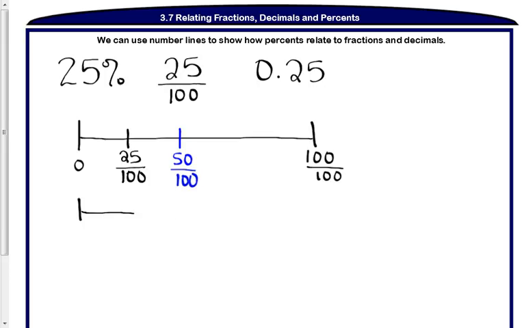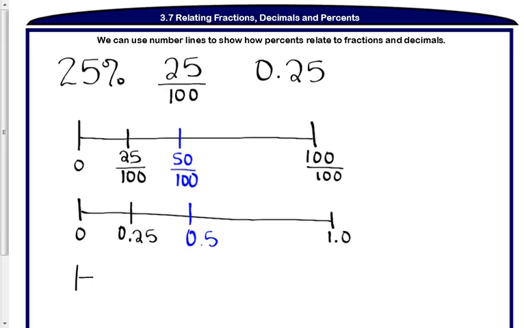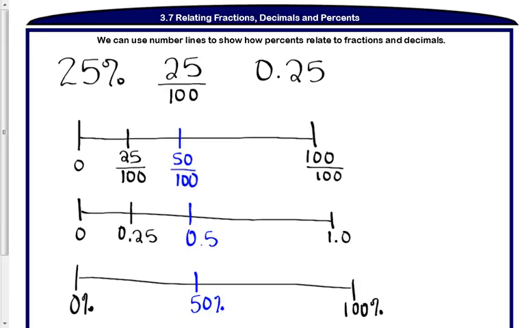Then I move on and I plot the decimal. So if I have 0 over here, I have 1.0 over here. Again, I think, what would half be? Half would be 0.5. So then I think, okay, well, about halfway between that would be 0.25. Last but not least, we're going to plot the percentage. So we have 0% over here, 100% on the right, and halfway would be 50%, and we want to put on 25%. So what our number lines show is how 25 out of 100, 0.25, and 25% are related.